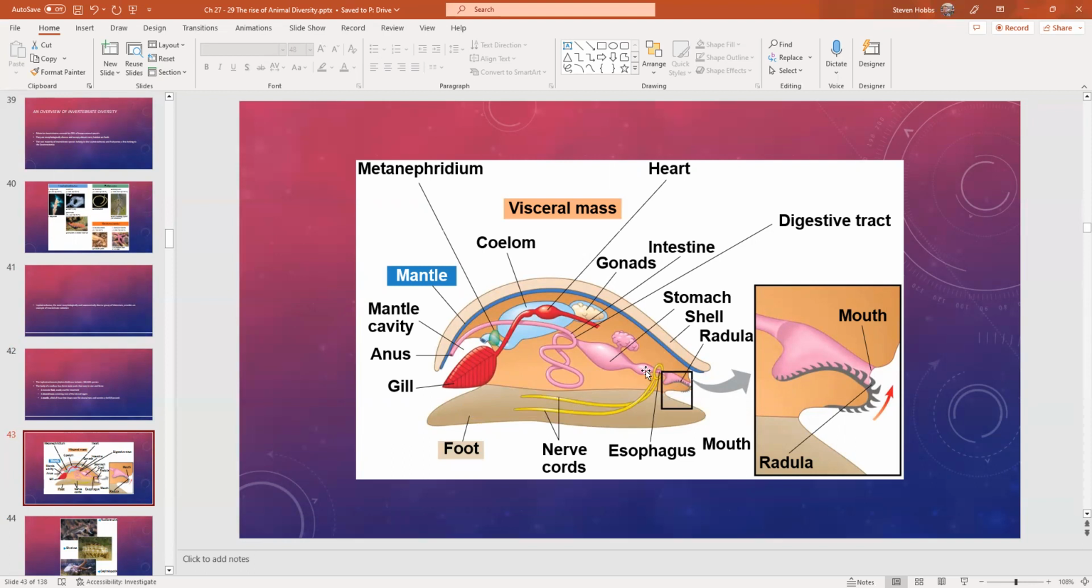Once the food is scraped off, it then enters the stomach. It'll go through the digestive system and then back out. So all of this area right here, known as the visceral mass, contains the internal organs. The foot is how it interacts with its world. And there are lots of different types as well. And then surrounding or draping over the visceral mass is the mantle. If the mantle can secrete a shell, it does. Things like abalone and snails will create a shell.